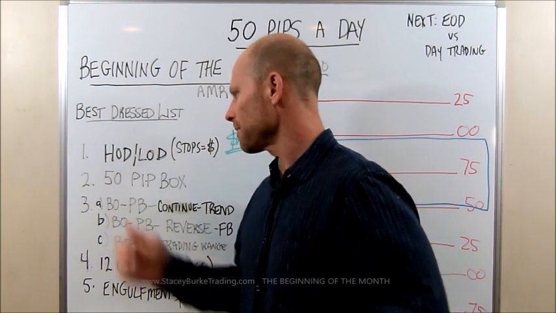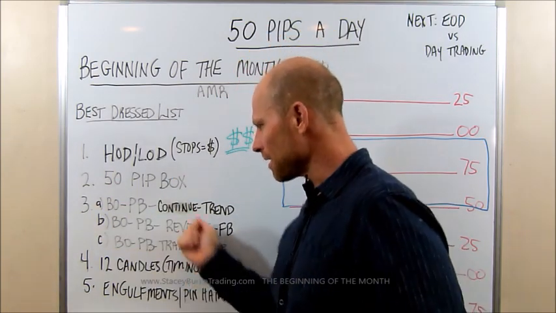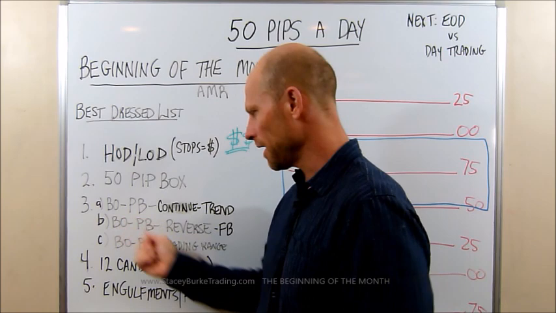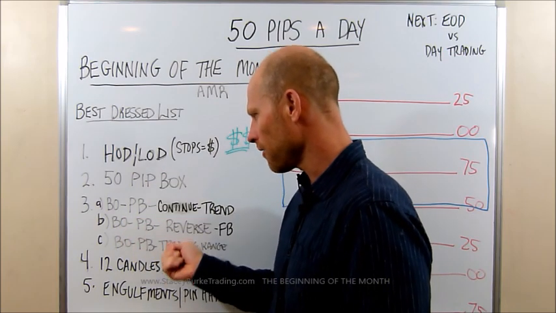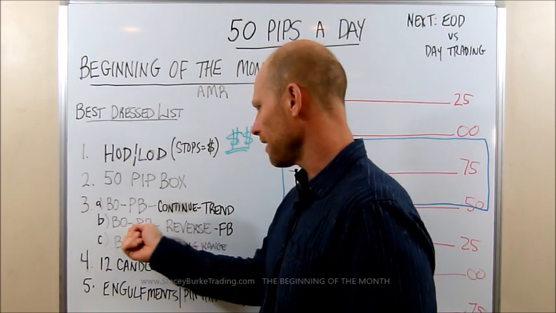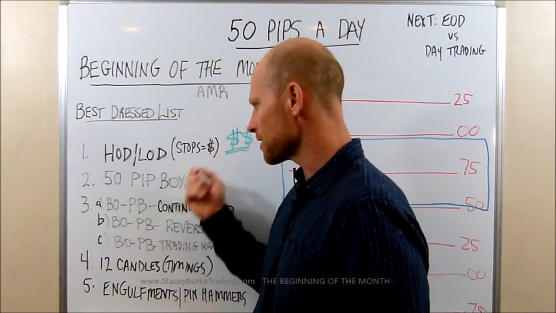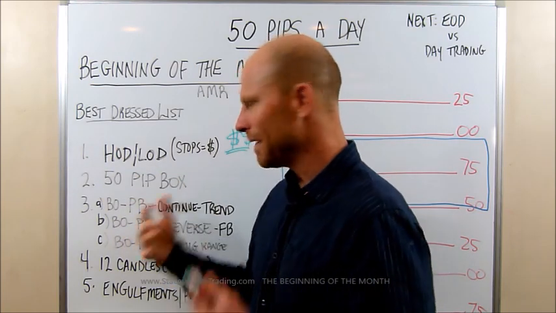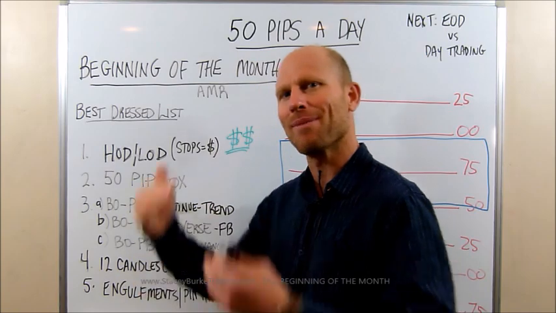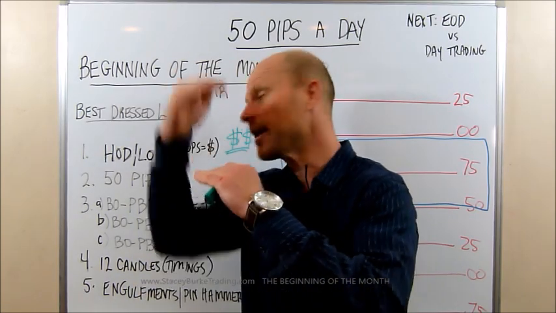Once I've identified my 50 pip box, I can start focusing on what this market is doing. Is it trading from the high to low? Is it in a false break reversal to the other side? And sometimes the highs and lows will be outside of that 50 pip box, but it's the 50 pip box that they're trading in.